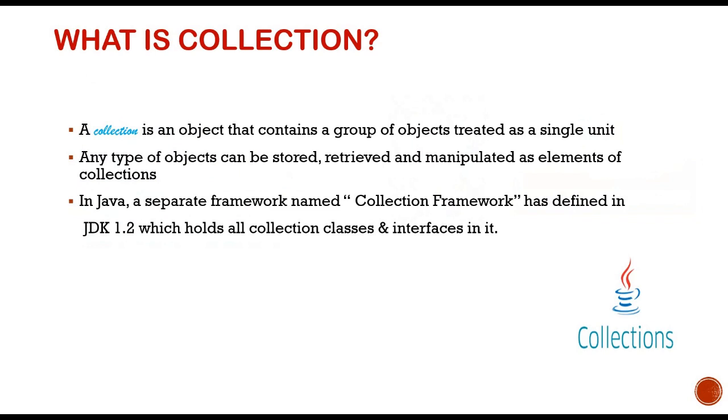Here goes the first topic, what is a collection? A collection is an object that contains a group of objects treated as a single unit. Any type of objects can be stored, retrieved, and manipulated as elements of the collection. In Java, a separate framework named Collection Framework was defined in JDK 1.2. JDK is also known as Java Development Kit, which holds all collection classes and interfaces in it.